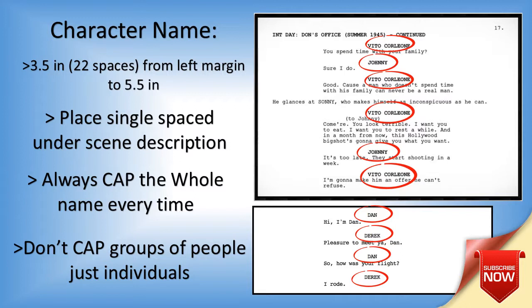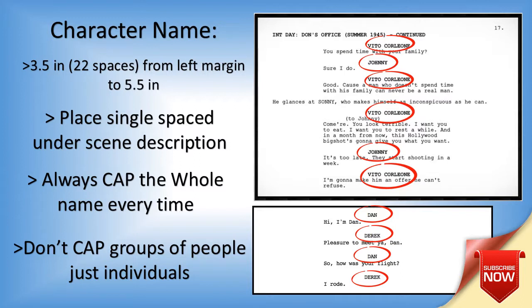Now, when you put the name, where you place it is 3.5 inches, 22 spaces from the left margin to no further than 5.5 inches on the page. So whenever you're doing a set of dialogue, the name must always be capitalized. You place it a single space under the scene description, and then comes the dialogue underneath the name.